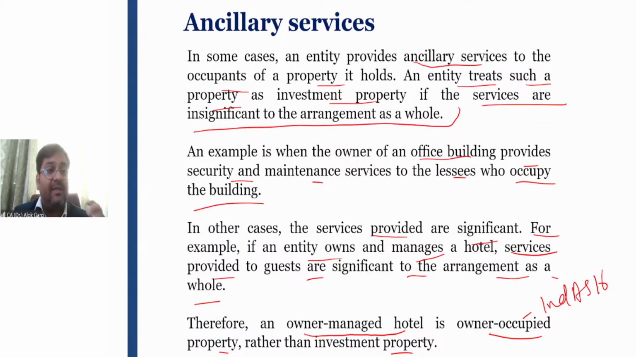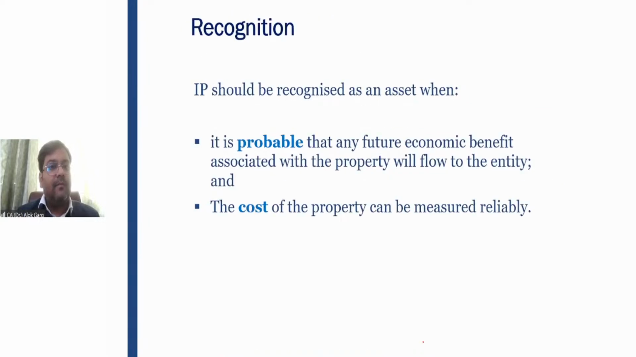If the ancillary services are significant to the arrangement as a whole, it will not be classified as an investment property. It will be classified as property, plant and equipment. Hence, all these hotel companies are showing this hotel property, doesn't matter whether it is owned or leased, as property, plant and equipment, right? Is it clear, guys? I hope you have understood this.